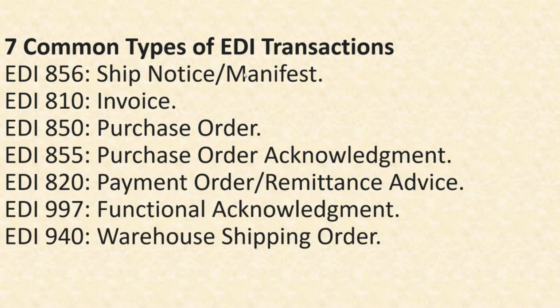Here we have an important slide where we can see the seven common types of EDI transactions. EDI 856 is for shipment notice slash manifest. EDI 810 is for invoices. EDI 850 is a very important transaction type in webMethods. This is a purchase order. EDI 855 is purchase order acknowledgement. EDI 820 is for payment order remittance advice, and EDI 997 is functional acknowledgement. And the last one is EDI 940, which is warehouse shipping order.